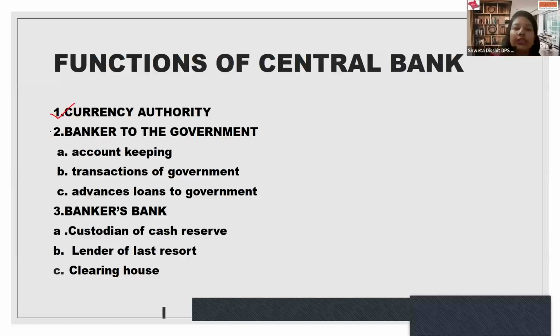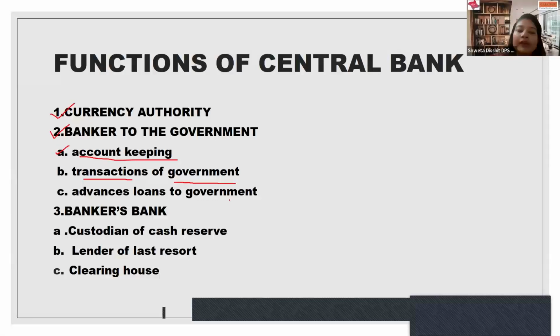Then comes banker to the government. I told you initially that the commercial bank is the banker to the common public, but the government also needs a bank. So who is the banker? That is the RBI. Why is it called the banker? Because first of all, it accepts all the deposits of the government and keeps the account for the government. Second, it makes all the transactions on behalf of the government, for example, making payments for foreign exchange, for export and import, and accepting payments. All these are done by the RBI.